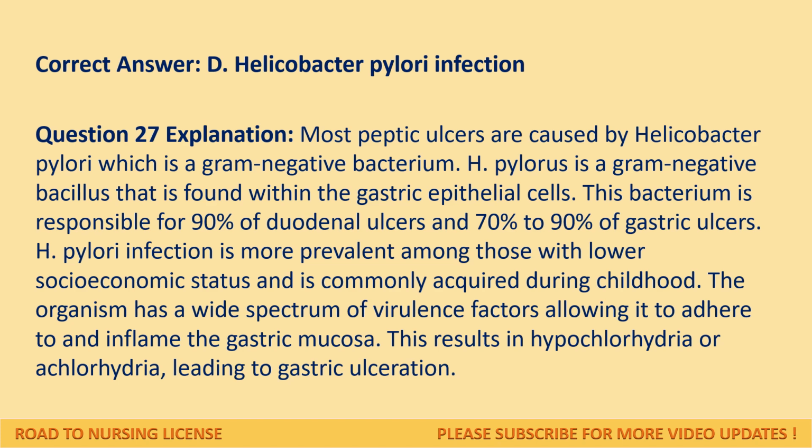Question 27. Explanation. Most peptic ulcers are caused by Helicobacter pylori, which is a gram-negative bacterium. H. pylori is a gram-negative bacillus that is found within the gastric epithelial cells. This bacterium is responsible for 90% of duodenal ulcers and 70% to 90% of gastric ulcers. H. pylori infection is more prevalent among those with lower socioeconomic status and is commonly acquired during childhood. The organism has a wide spectrum of virulence factors, allowing it to adhere to and inflame the gastric mucosa. This results in hypochlorhydria or achlorhydria, leading to gastric ulceration.